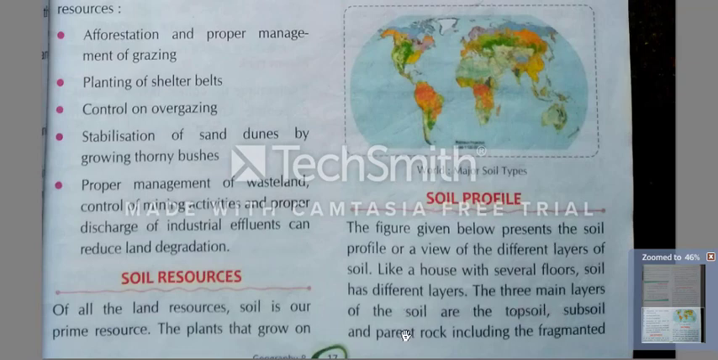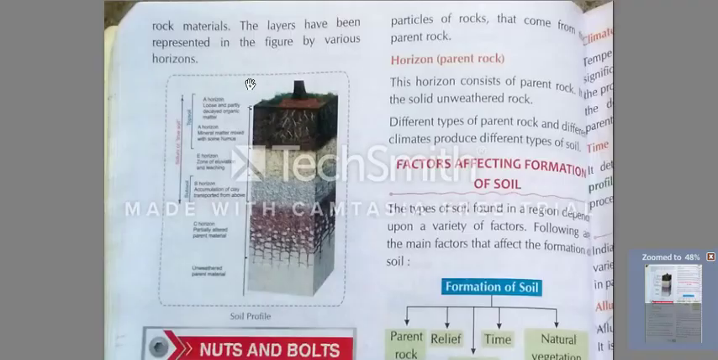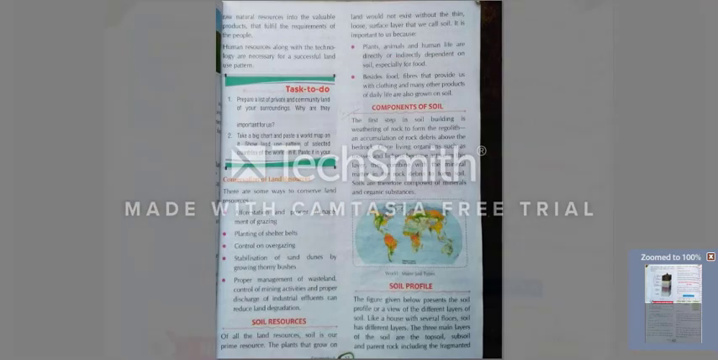The three main layers of the soil are the topsoil, subsoil, and parent rock, including the fragmented rock material. About the figure they were talking about, that figure is here. The soil layers, you can see the soil in different layers. Clear? So now we will understand the chapter.